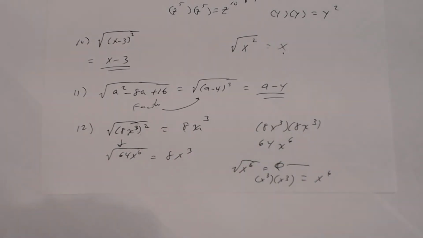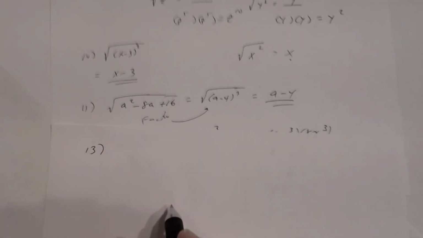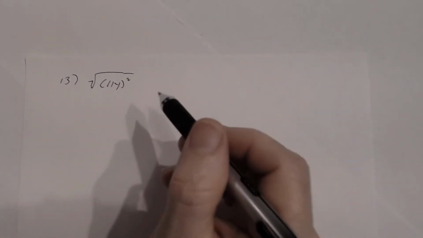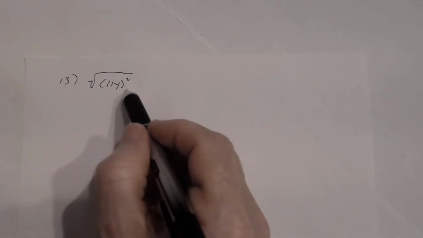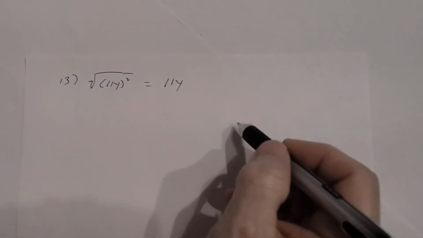Number 13, let's do a couple more. Number 13, you have the square root of 11y squared. Now again, make it simple in yourself. I have the square root of some base squared. What does that equal? The base.